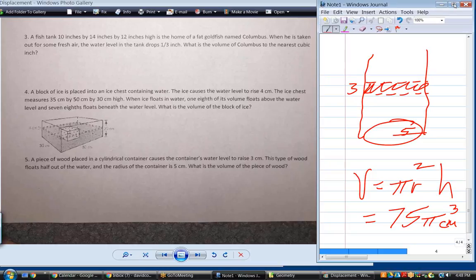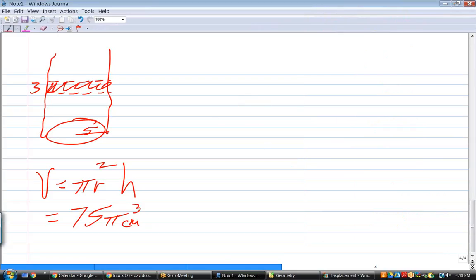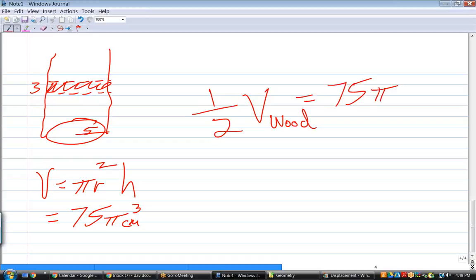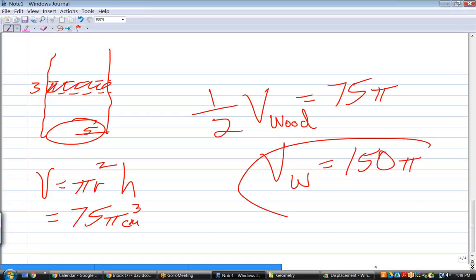In other words, what we have is the volume of the wood, one half of it, was equal to 75 pi. Okay. Because only half of it's underneath the water. The half of it that's floating above the water is not displacing any water at all. So what's the volume of the wood? 150 pi. 150 pi, exactly.